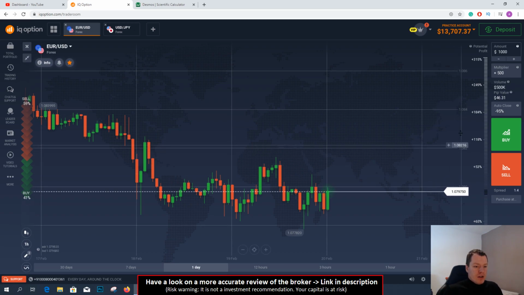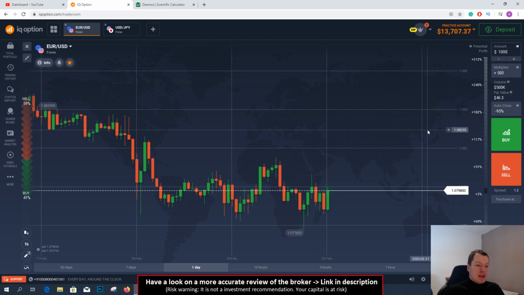You see here on the right side the prices, and you see per day maybe the price is changing like 0.2 cents or less sometimes. That means if you are trading with a high volume of 500,000, your profit or your loss will not be so high. This you can calculate here.